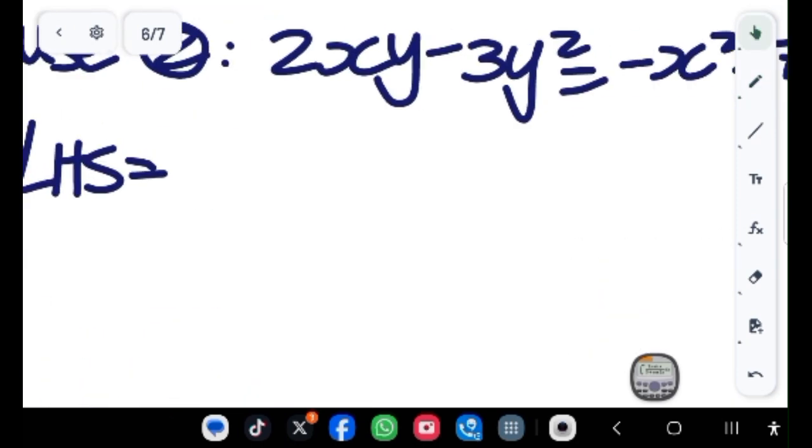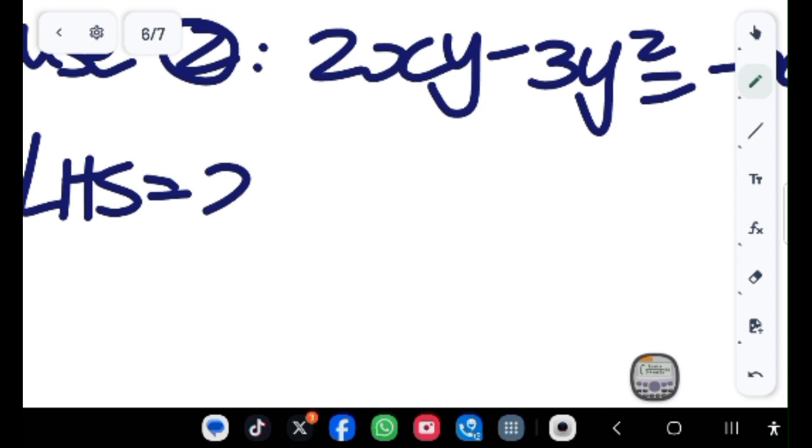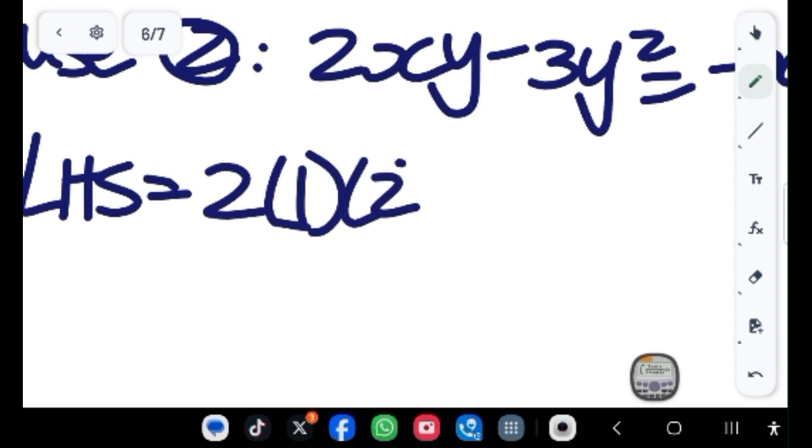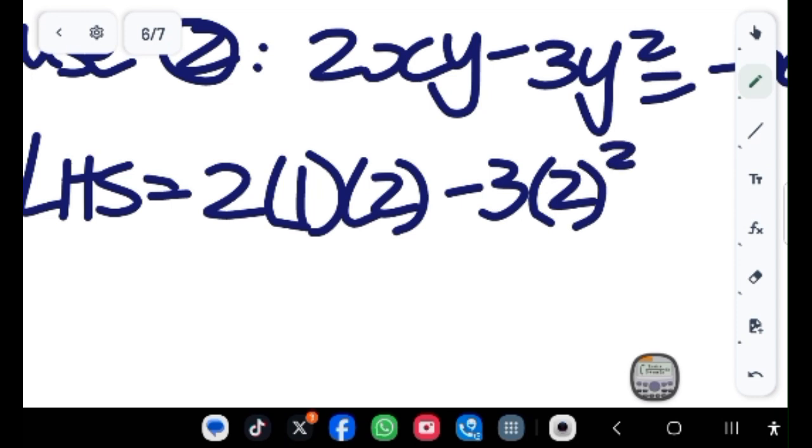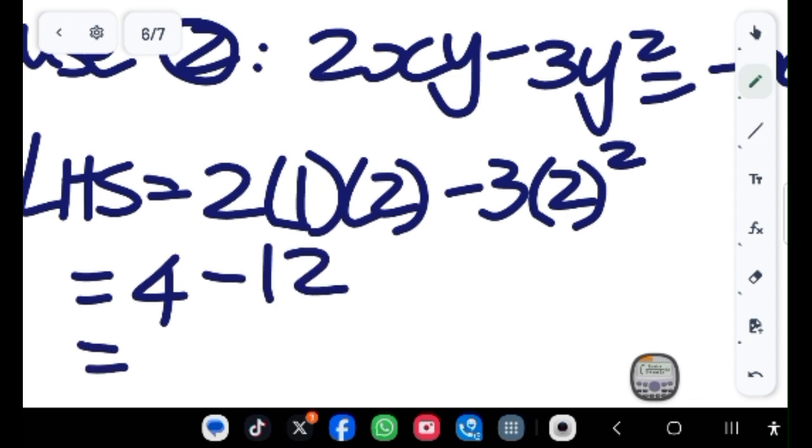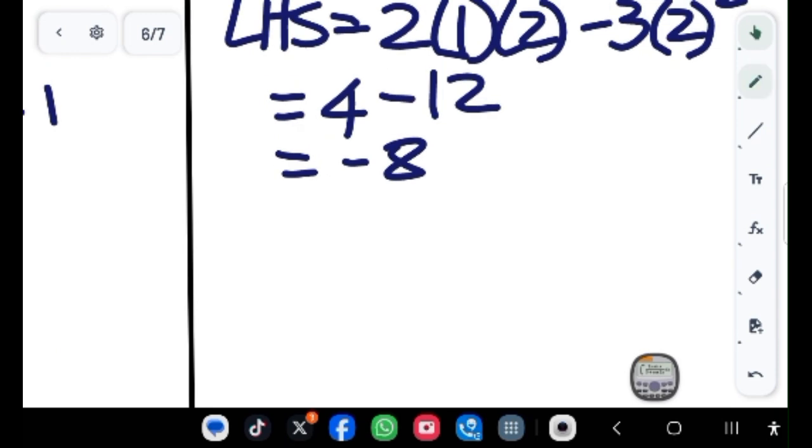So there we go. On the left-hand side, that will be 2 times 1 times 2 minus 3 times 2 all squared, which gives us 4 minus negative 3 times 4, that is 12. 4 minus 12 gives us negative 8. Yes. Now let's check the right-hand side to see that it gives us the same thing.